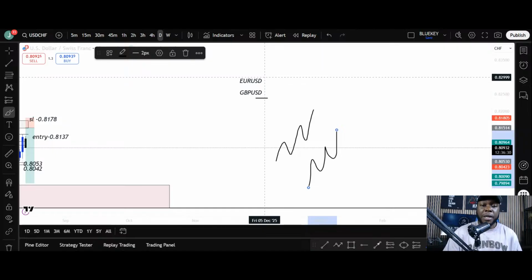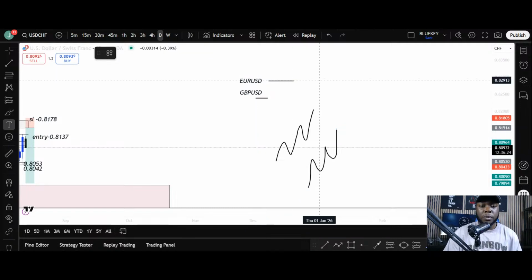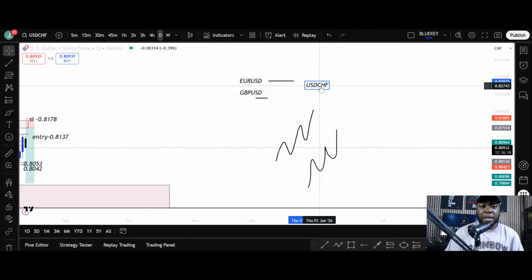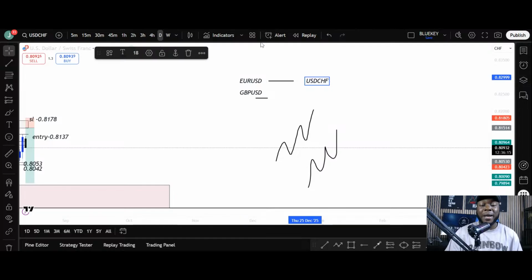Now, an opposite correlation for Euro USD is what? We have USD CHF, right? USD CHF. Now, for USD CHF, if Euro USD is buying, what will happen?